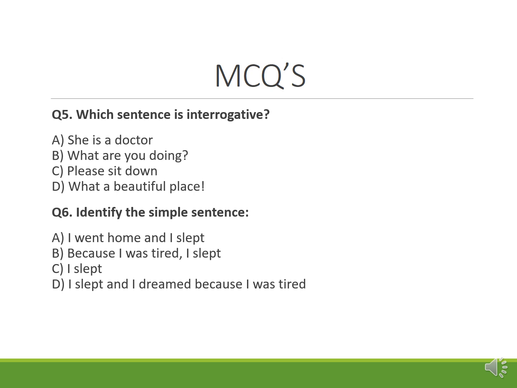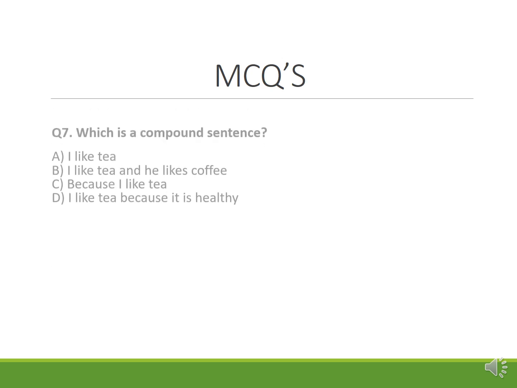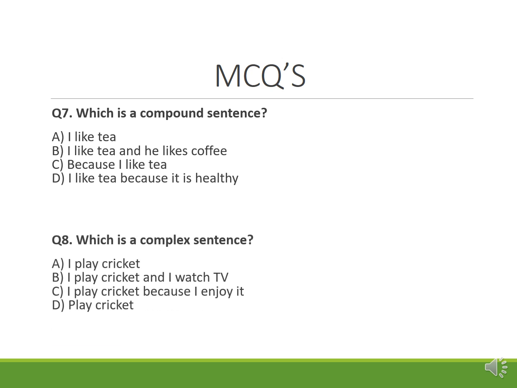Question 6. Identify the simple sentence. I went home and I slept. Because I was tired, I slept. I slept. I slept and I dreamed because I was tired. Question 7. Which is a compound sentence? Number A, I like tea. Number B, I like tea and he likes coffee. C, because I like tea. And D, I like tea because it is healthy.